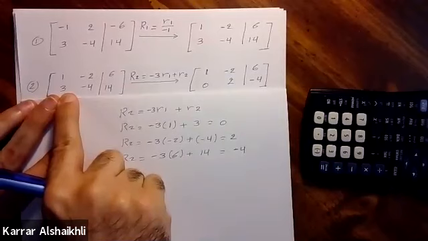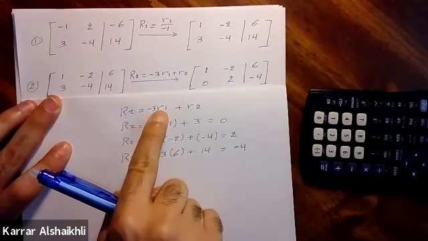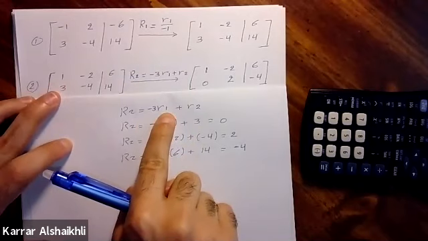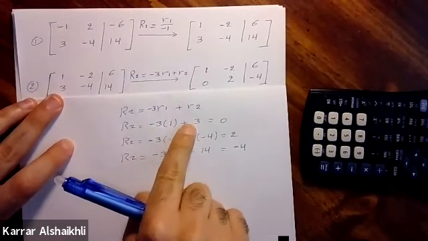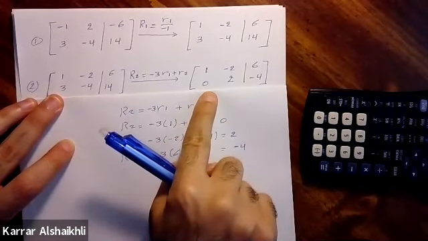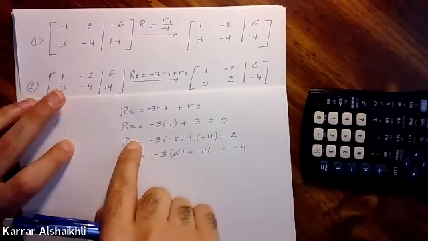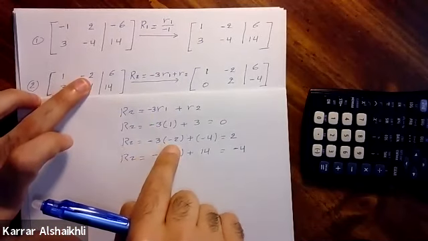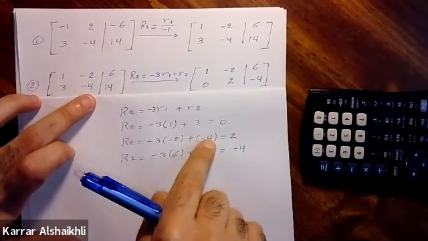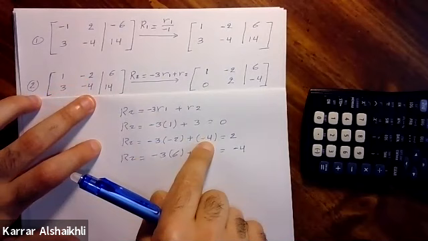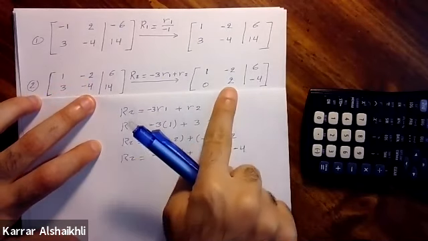3 is going to be -3, using this rule, -3 times 1 plus 3 is going to be 0. That means this number converted to 0. R2, the second number: -3 times -2 plus -4. -3 times -2 is going to be 6, plus -4 is going to be 2. Here is the second number, 2.